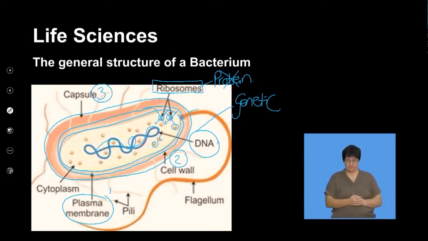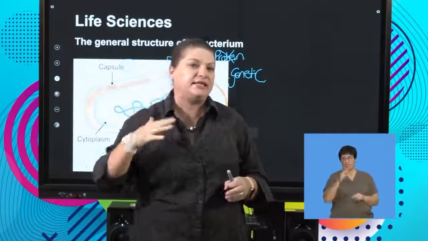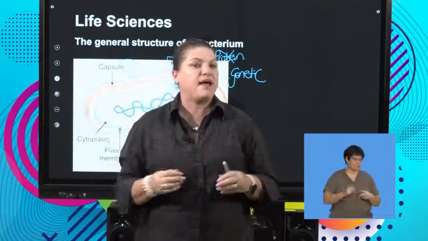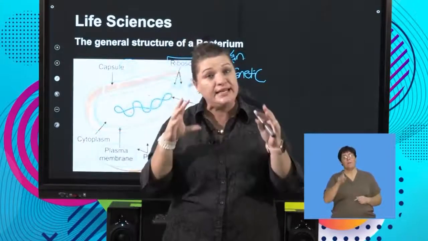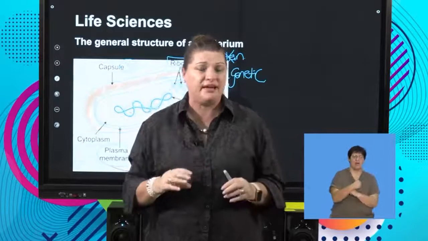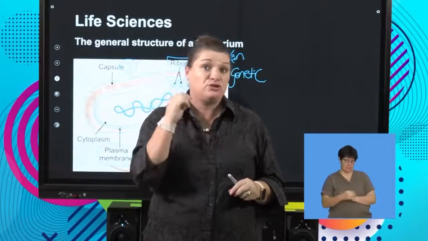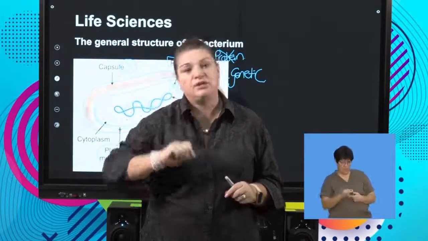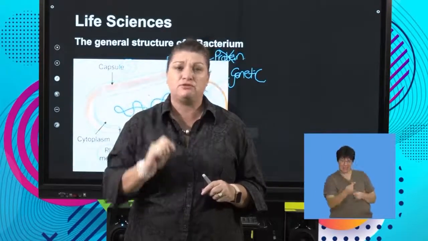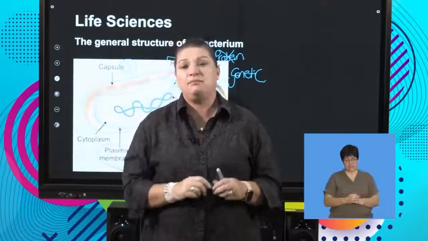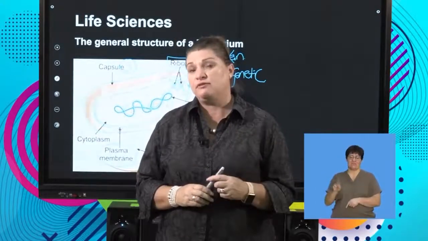Now, this is a little tail on the end of a bacterium. Not all bacteria have tails. A tail is there if it needs to swim, and not all bacteria need to be able to swim. So guys, you really need to know the structure of a bacterium. You might have to draw it, but you definitely need to know the labels and the functions for each of the different parts, the same as you had to do for the virus.